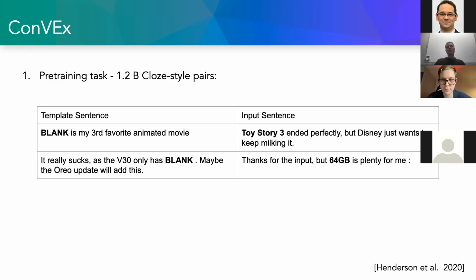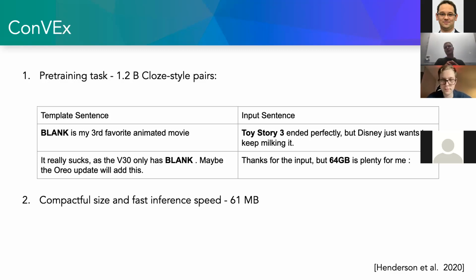So again, repeating the story, we came up with a closest-style pair pre-training problem with 1.2 billion pairs of template and input sentence, where we blanked out a span that was of interest, and then gave another example input sentence where the model was asked to also get the span right, which is exactly the same. But on the left side, you have the blanked one. Again, because it's based on conversational datasets, it's specifically pre-trained for the task that we care about the most, not the GLUE task or any other ones.